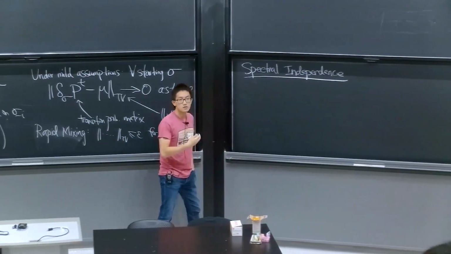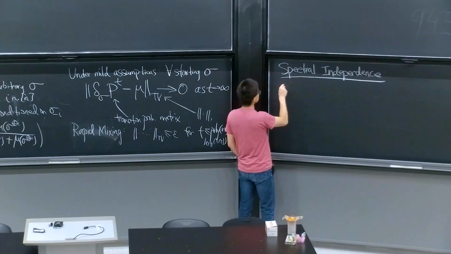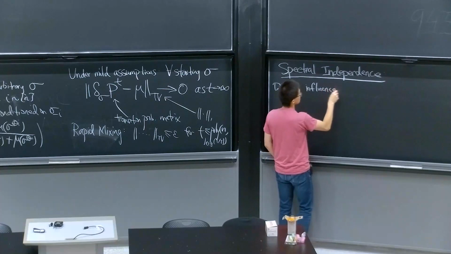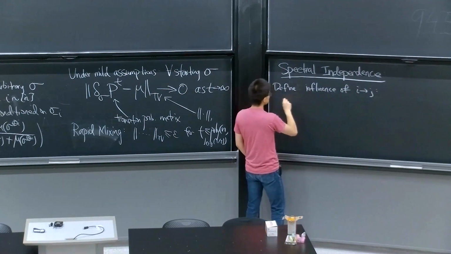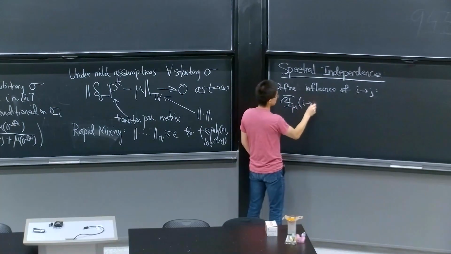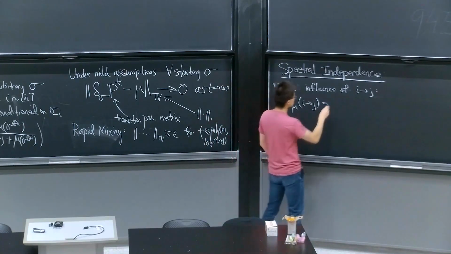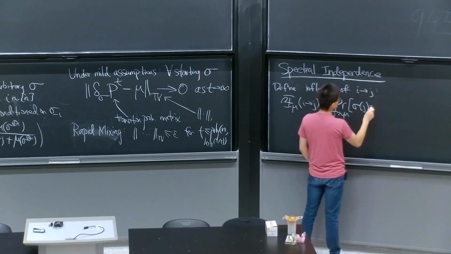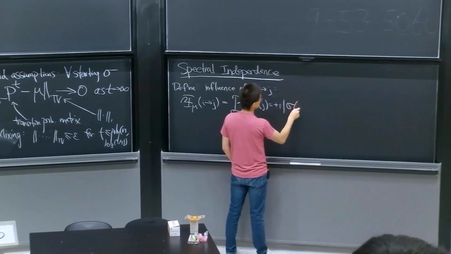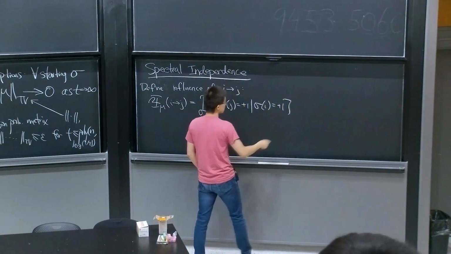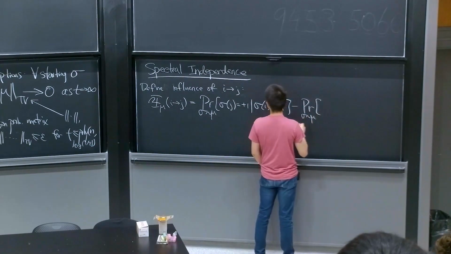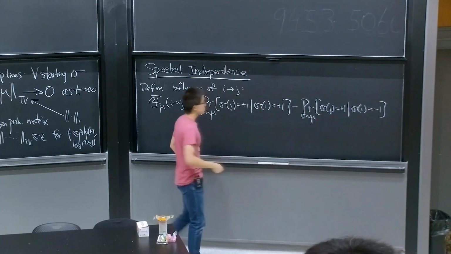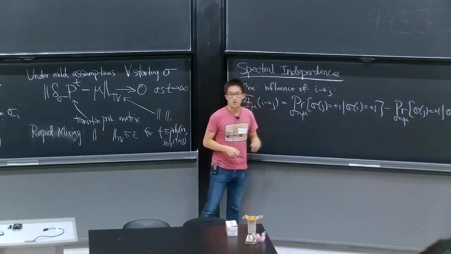Okay. So to define spectral independence, let me first define a notion of an influence matrix. Define the influence of i onto j as follows. I'm going to call it psi sub mu, and it's going to be given by the following difference of conditional marginal probabilities. Okay, so it's the probability, if I draw a sample from the distribution mu, that it assigns the jth coordinate to +1, conditioned on knowing that the ith coordinate is assigned to +1, minus the same probability except now I condition on the ith coordinate being -1.